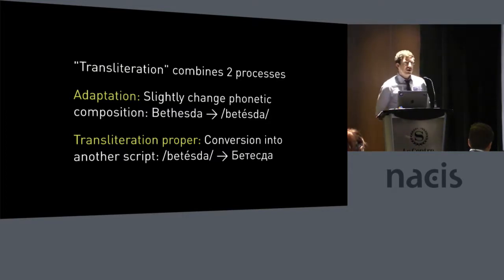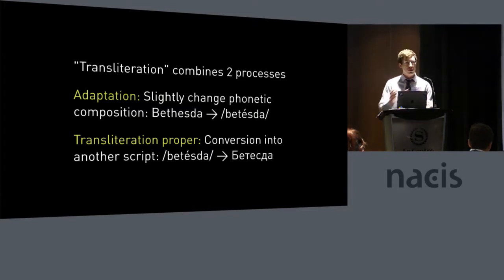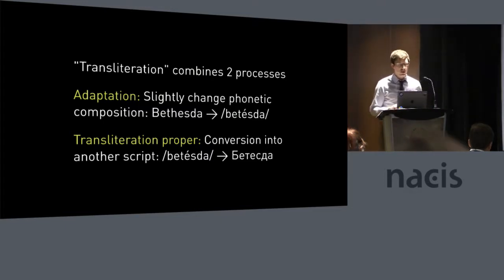So transliteration often refers to a combination of two distinct processes. One is phonetic adaptation, which changes the pronunciation of a string, and the other is transliteration proper, which is actually converting something from one script to another, but in theory not changing the phonetic composition. We'll continue to use the term transliteration to mean the combination of these two processes, since in practical applications, these two are almost always going to be present.